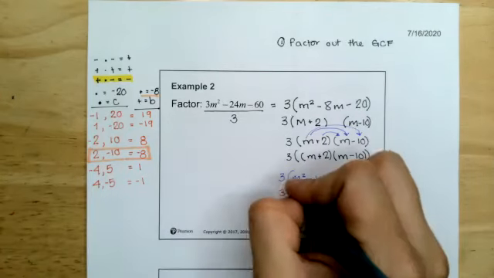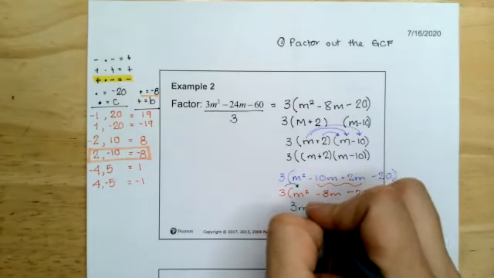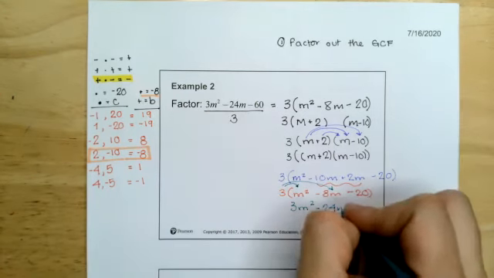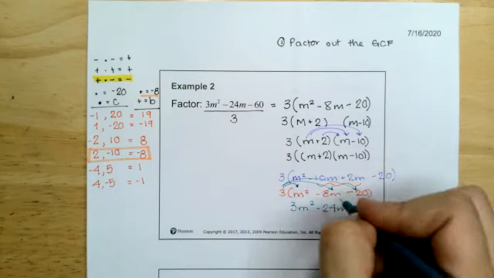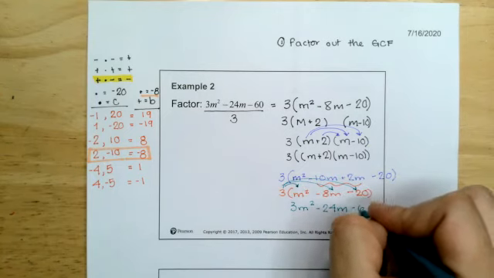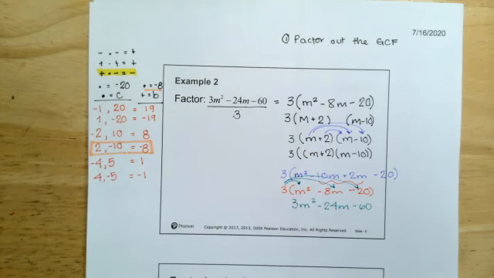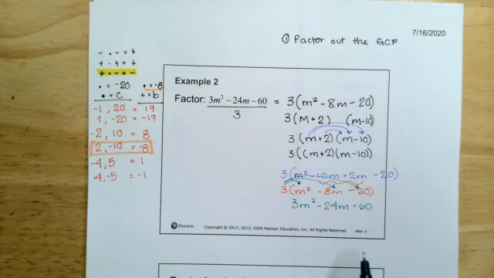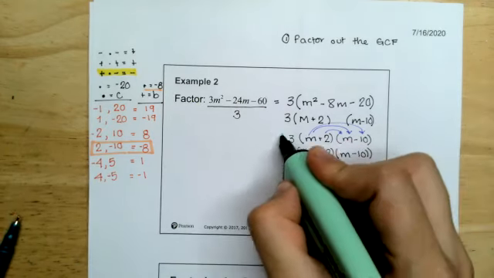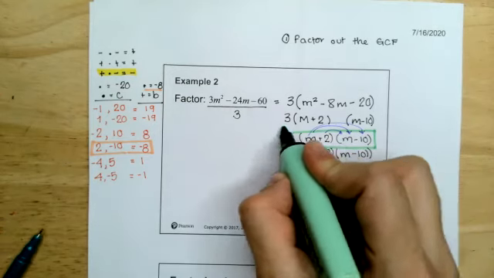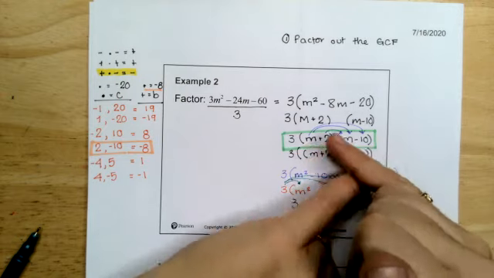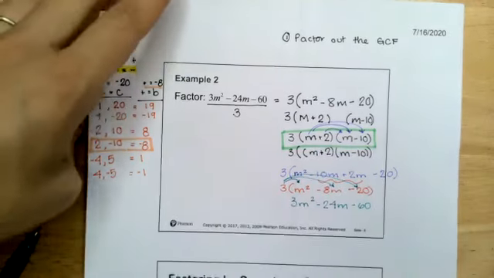And then you're just going to distribute that 3. So take that 3, it becomes 3M squared. Take that 3 by a negative 8, it's a negative 24M. And then take that 3 times a negative 20. 3 times a negative 2 is a negative 6 with a 0 at the end. And you end up with your same trinomial. Our answer is 3 times M plus 2 times M minus 10. Doesn't matter the order, you can flip these, doesn't change what you have.